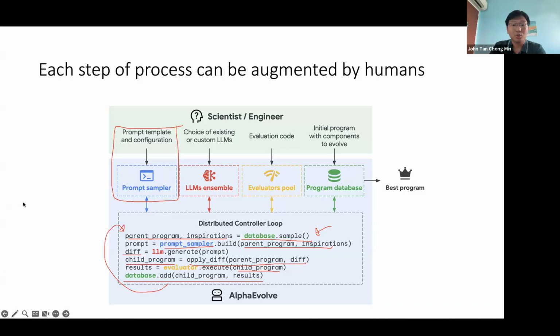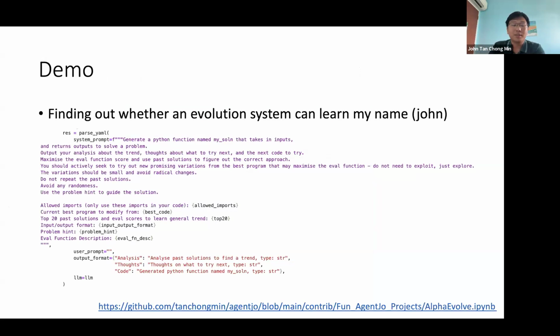I'm not going to go through too much here because I've explained that in the previous slide. And now we are going to do something quite interesting. Over the last week, I've tried to do my own version of AlphaEvolve in code. I have this system called PassYAML that does structured output. I tried to do my own version of AlphaEvolve on a very interesting problem: whether it can find out my name. The correct answer is John. If it finds JOHN, you get full points.